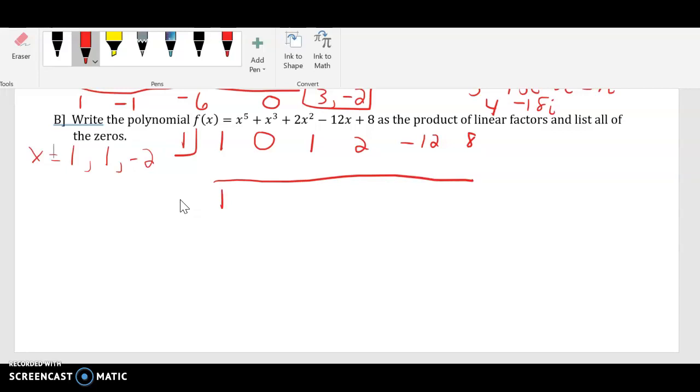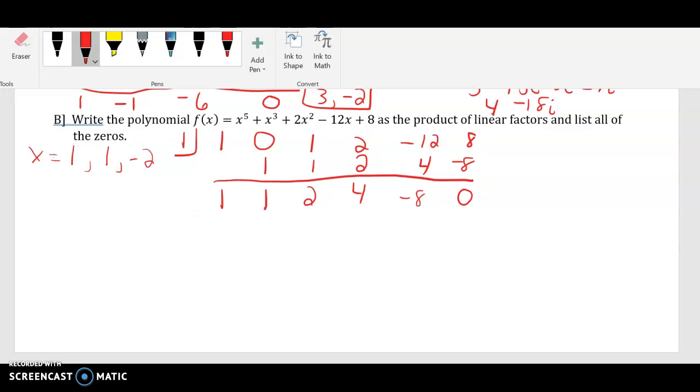Bring down this one. We multiply. Add that column. We multiply. We add that column. We multiply. We add that column. We multiply. Add that column. And then we multiply. And lo and behold, we get a remainder of 0, which means that it is a factor. So now we have x to the 4th because we divided x to the 5th by x.